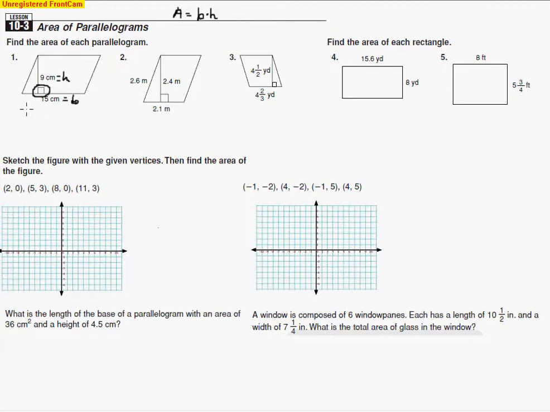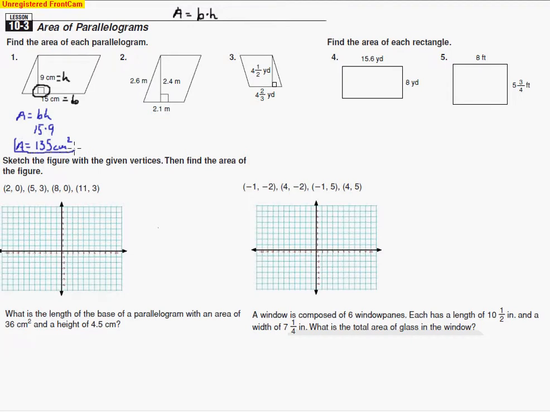All you're going to do is, for our formula, substitute 15 in place of the base, and 9 in place of the height. Then we're just going to multiply those two numbers. So 15 times 9 gives us 135. And since we're dealing in area, we've got centimeters squared. And that is our area.